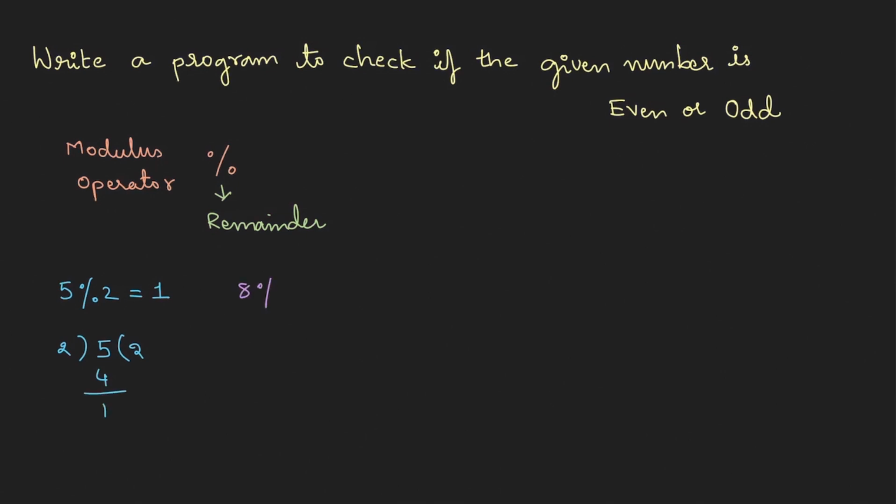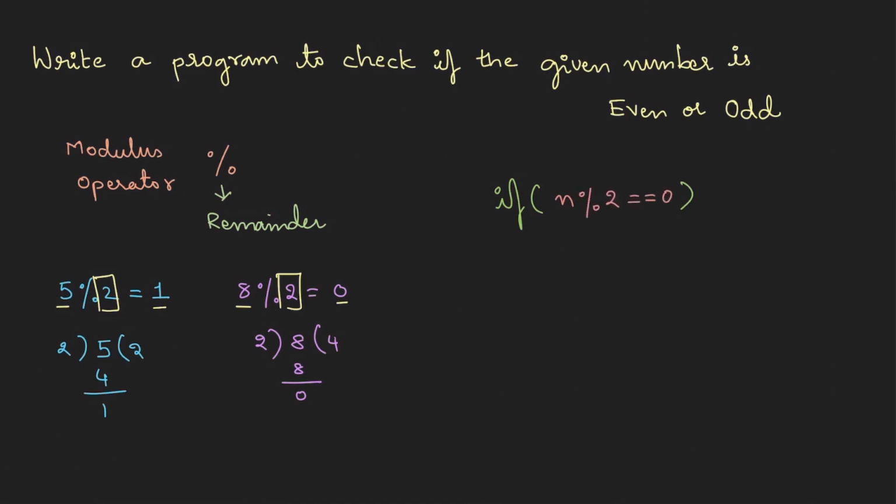On similar lines, 8 modulus 2 is 0, because 8 divided by 2 is 4, 2 into 4 is 8, therefore remainder 0. Here, if you carefully observe, when we take the modulus with 2, for odd numbers we get remainder as 1, and for even numbers the remainder is 0. This is the logic we'll be using for this program. So let me write the pseudocode. If condition, here the condition is n modulus 2, if it becomes 0, then that number is even. Else, it is odd.